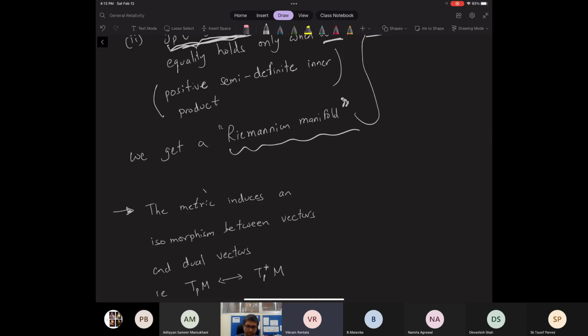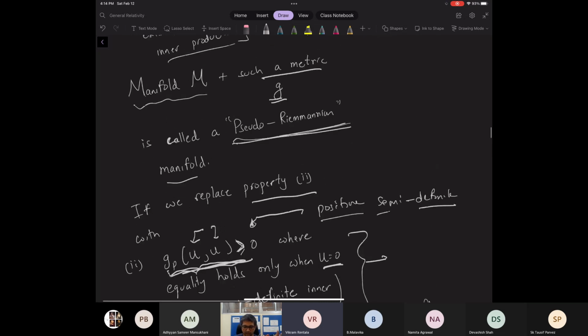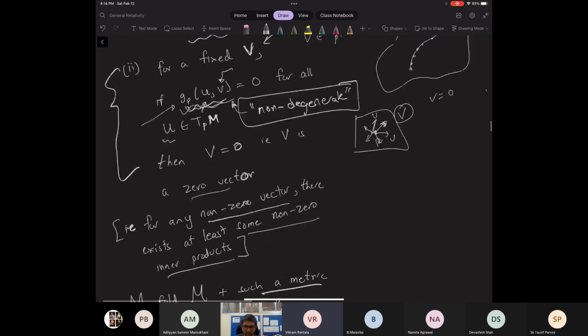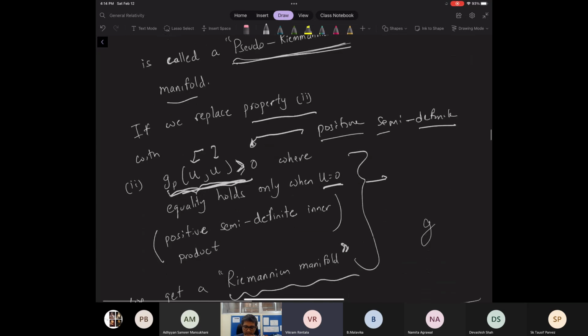So these are the properties that we demand for the metric g. Not just that it's a rank 2 tensor, but it's also a symmetric rank 2 tensor. And if you're talking about a pseudo-Riemannian manifold, it has this non-degenerate property. If you're talking about a Riemannian manifold, you impose this positive semi-definite property on the metric. We'll see quantitatively what this means.